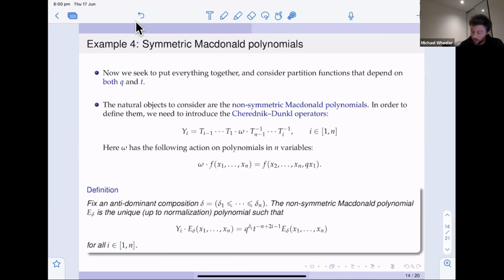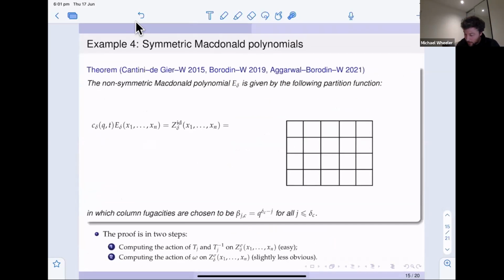Now you can define non-symmetric Macdonald polynomials for generic compositions. So I've actually only given the definition here in the case of anti-dominant compositions. If you want to do it for generic compositions, again, as we saw in the talk by Wei Ying, you have a similar formula. It's just that the eigenvalue becomes a little more complicated. So I just wanted to give this one because it's somehow the cleanest for the presentation. And besides, it's the only one that we'll actually need.